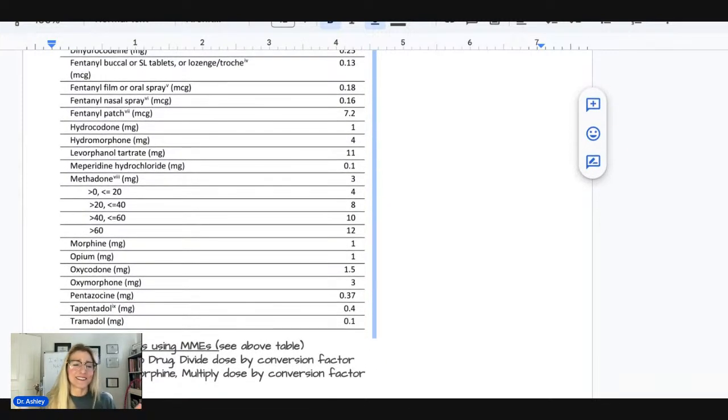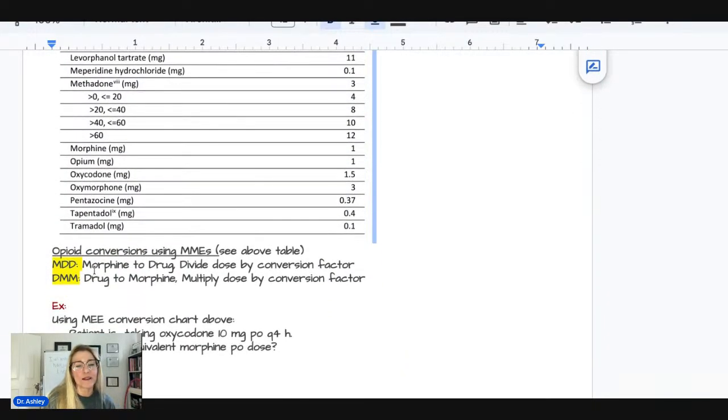The easiest thing: you're either going to multiply or divide. Simple. So here's our trick. If you're going from morphine to a drug, divide that dose by the conversion factor, and you would find it up here. If you are going from another drug to morphine, multiply by that conversion factor. So MDD or DMM.